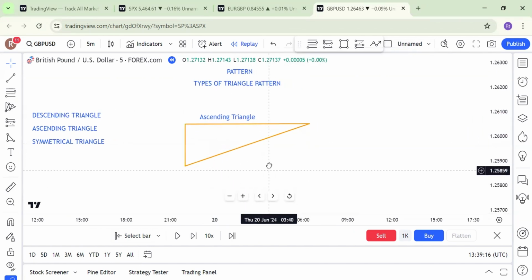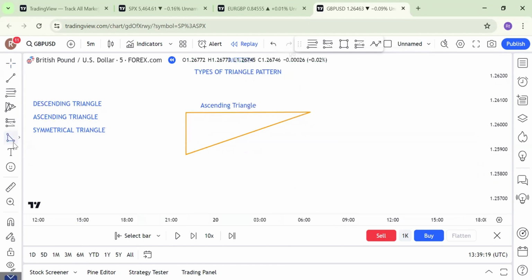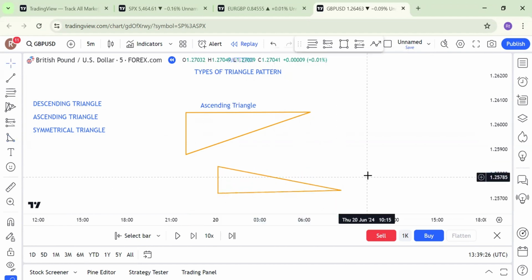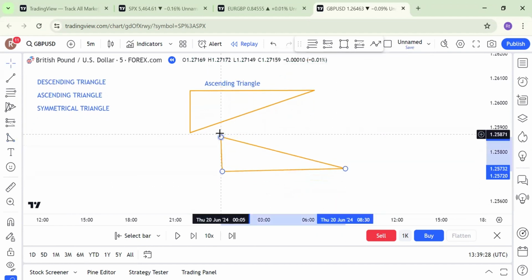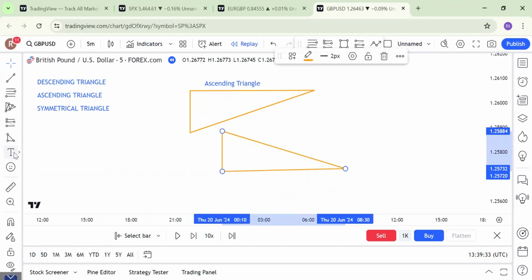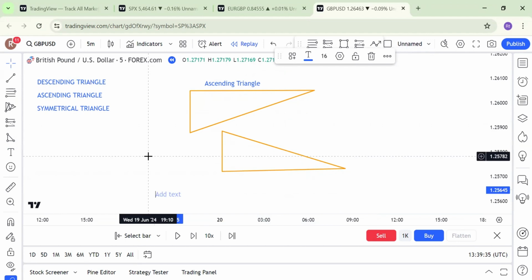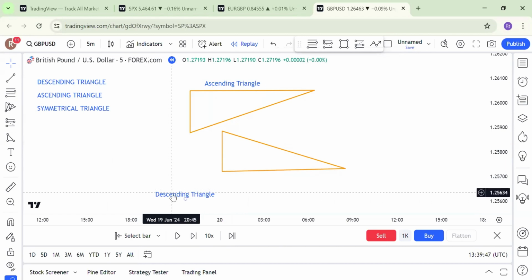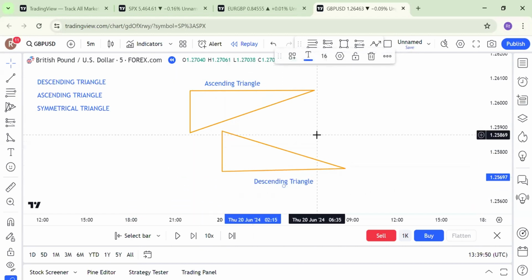This is an ascending triangle, and I'm going to show you an example of a descending triangle. This right here is a descending triangle. You see, it's just the inverse of this. I'm going to write it out for you. Descending triangle.